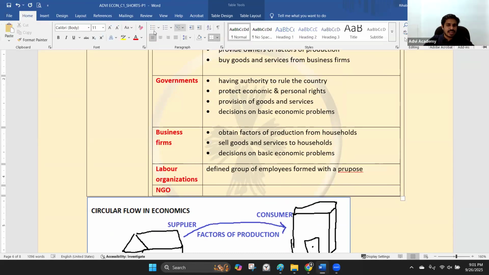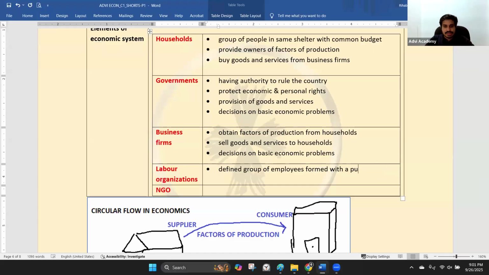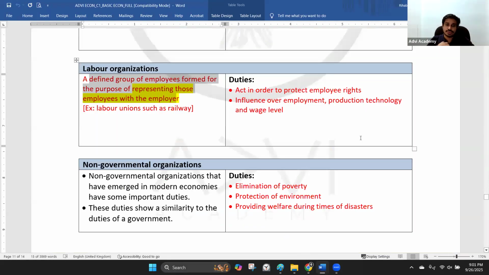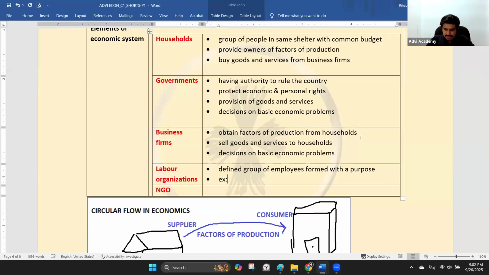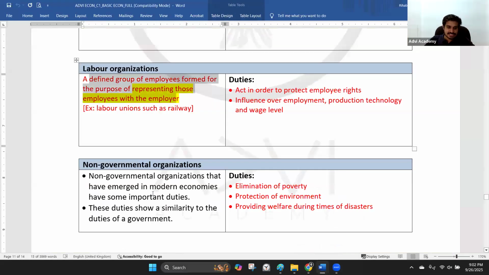For an example, the railway workers will get together and form a union. Why? Because they want to represent themselves as a union. So you can just say example, labor unions, factory unions. These are a bunch of workers getting together and forming unions, to represent their rights, basically to fight for their rights.